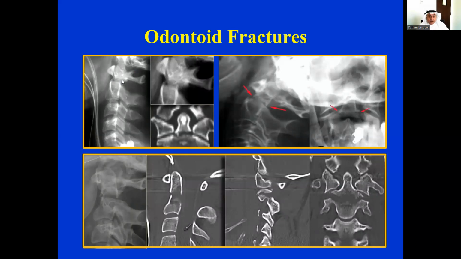A classic appearance of an odontoid fracture through the base of the odontoid. This is type 2 fracture. And here it is type 3 fracture going through the body of C2 with disruption of the articulation between the lateral masses of C1 and the body of C2.